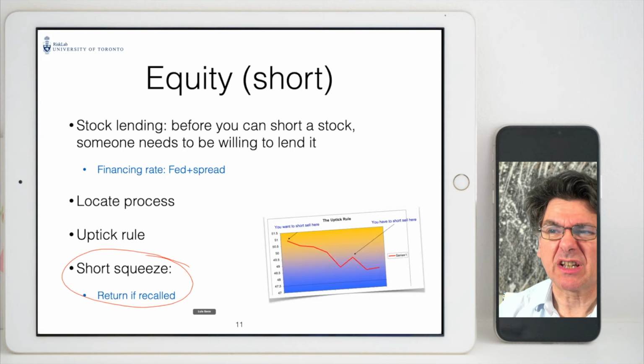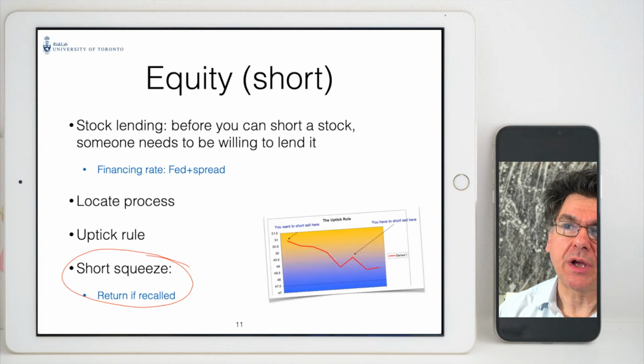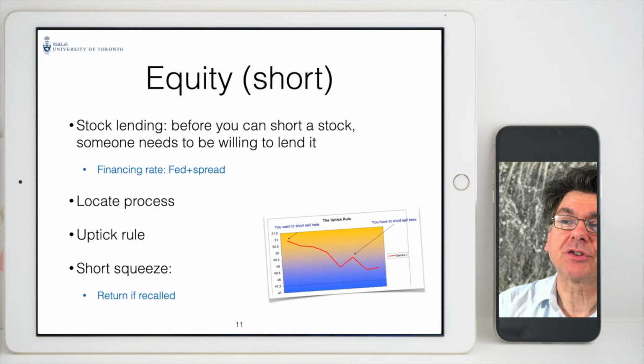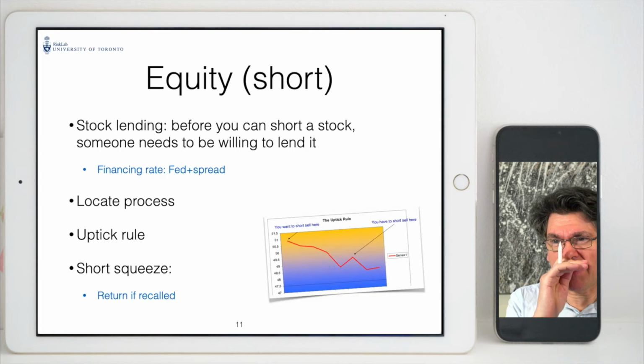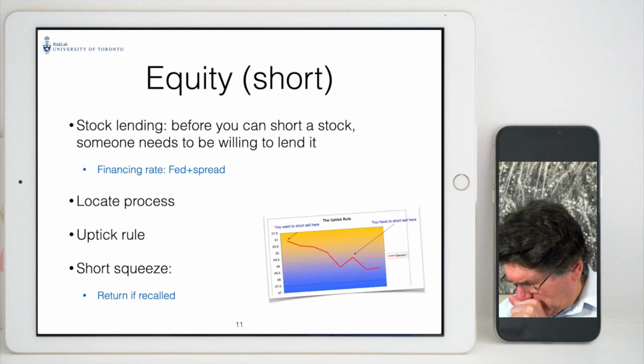A short squeeze is the following. If you are shorting a stock, you may be required to return it. If the lender of the stock wants to sell it, then you have to give it back. Of course, if you go to a very big broker and they lend you the stock of someone to sell it, and this person wants to buy it, they can exchange the stock for another one. They can replace that stock for another one.